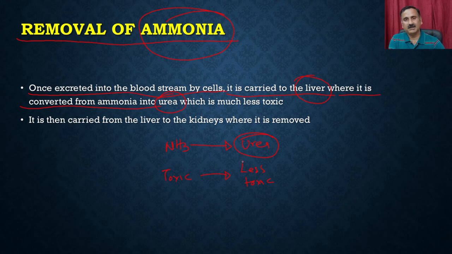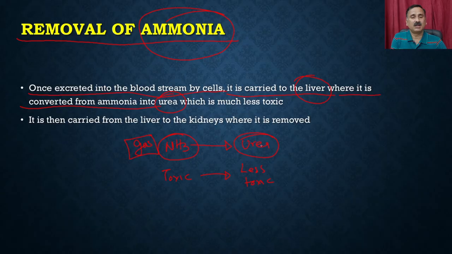So the body is trying to convert a more toxic material into a less toxic material so that it is easy for that particular material to transport. And the other advantage is that ammonia is a gas, right? So if you want to transport the ammonia from the site of its production to the kidney, that is not possible because ammonia is a gas. So it has to be converted into a transportable form. And urea is the transportable form because urea is water soluble. So it is actually going to be used.